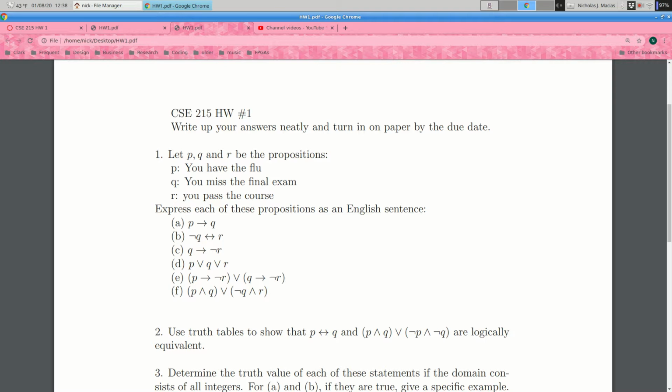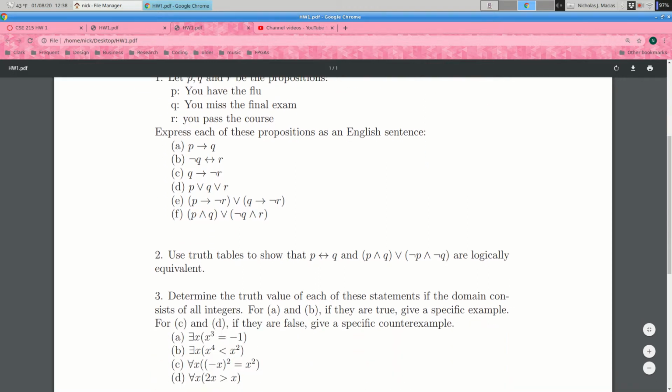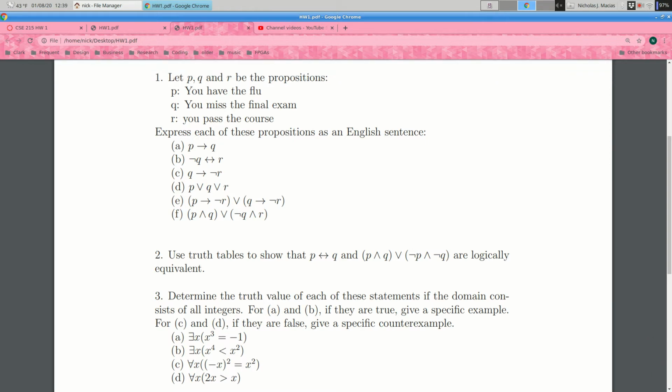Don't translate them though. Okay? I mean, if it says, not you have the flu, you can say you do not have the flu. But don't combine them and simplify them into something else. Just very direct mapping from what's written here, right? If you have the flu and you miss the final exam, et cetera, et cetera. And remember, these things are just conjunctions or disjunctions. This says P or Q or R. This says if P, then not R, or if Q, then not R, and so on. So just getting some practice using those.